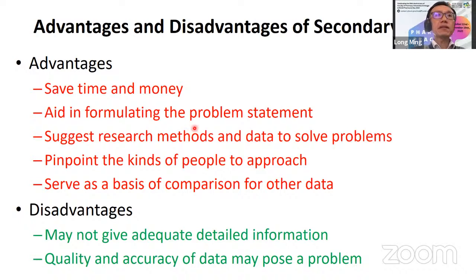It helps to formulate the problem statements because by reading other people's studies which are aligned with your aim and objective, you will refine your problem statement. It also suggests research method and data. For different types of studies, you have to use a suitable research method, and looking at published reports helps you to determine that. It also helps pinpoint the populations and samples. We're going to discuss the sampling methods.